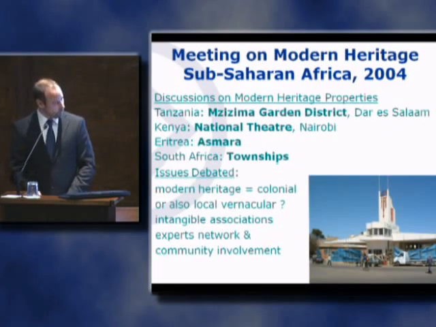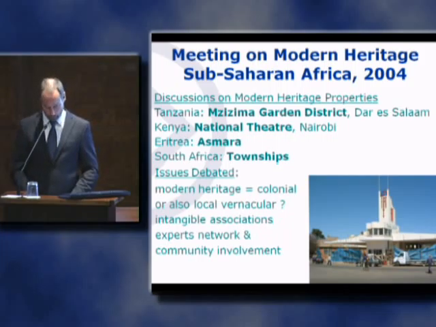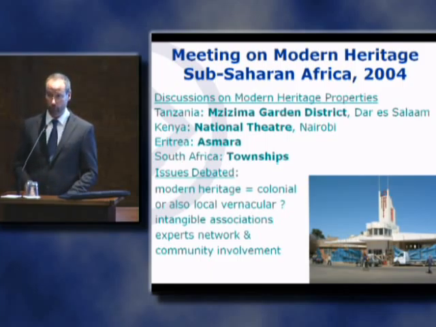The meeting in Sub-Saharan Africa took place in 2004 in the city of Asmara in Eritrea. Some of the properties that were discussed were the National Theater in Nairobi, in particular because of its association with the independence movement in Kenya.